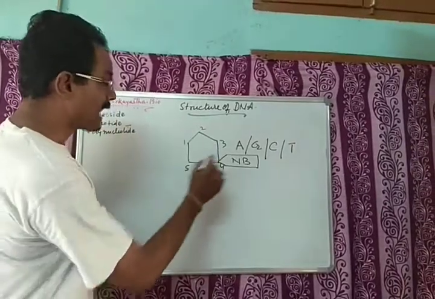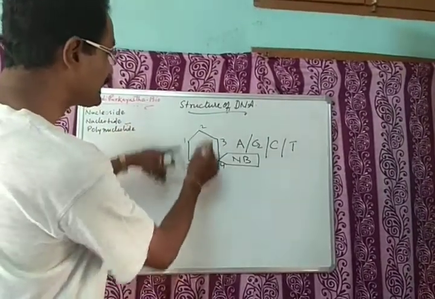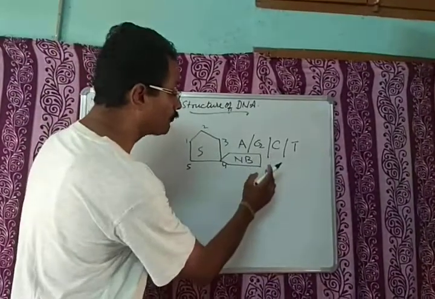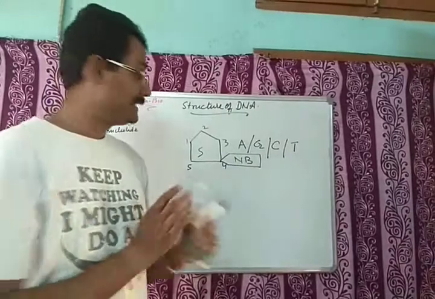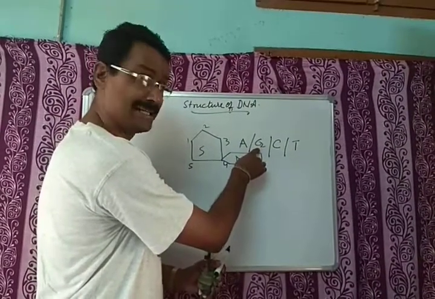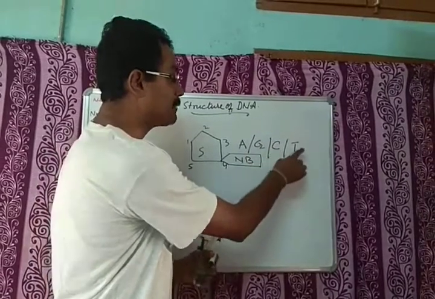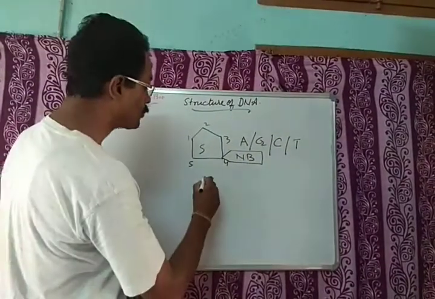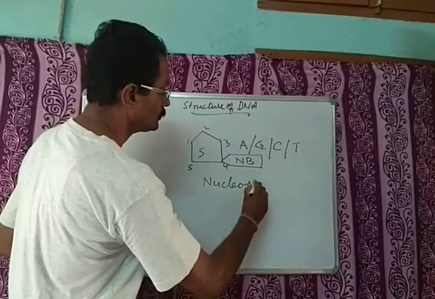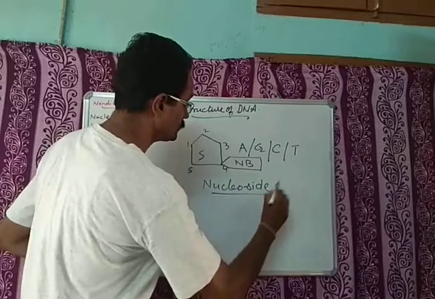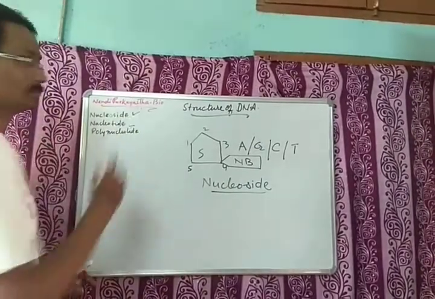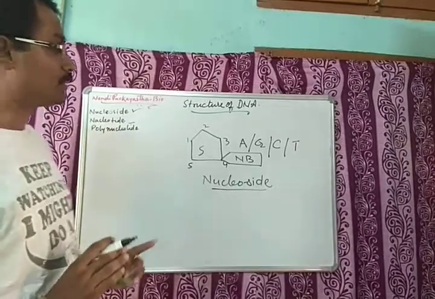Now, what happens in this case? This is the pentose sugar, uniting with any one of the nitrogenous bases. It may be adenine, guanine, cytosine, or thymine. Then we call it a nucleoside. Understood the thing? This is nucleoside. Done. Now come to nucleotide.